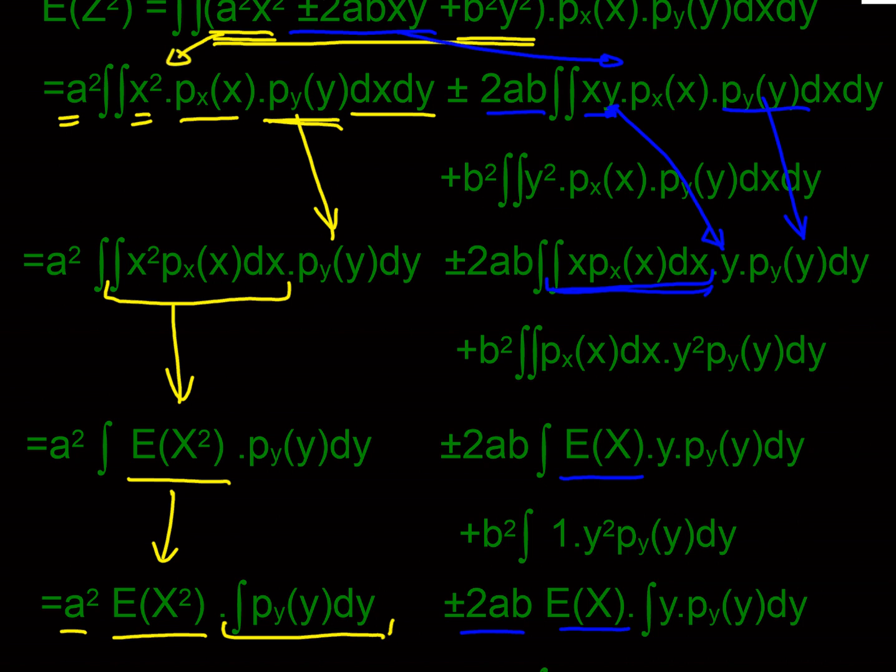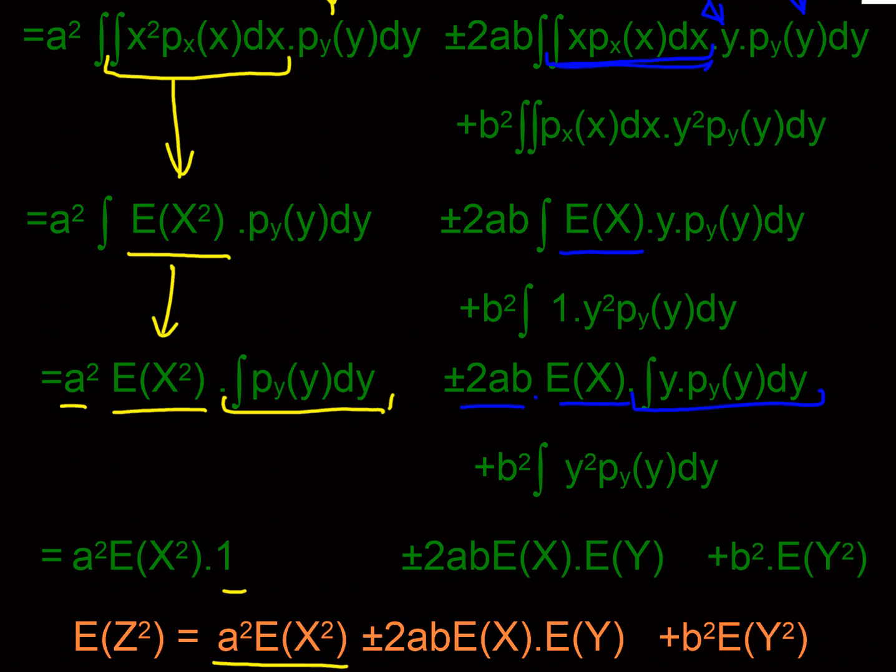So I've now got 2ab multiplied by the expectation of x and the integral of y py dy over the full range, which we recognize to be the expectation of y. So therefore our middle term is going to be 2ab times the expectation of x times the expectation of y. So that's dealt with our middle term. Now let's go to our third term.